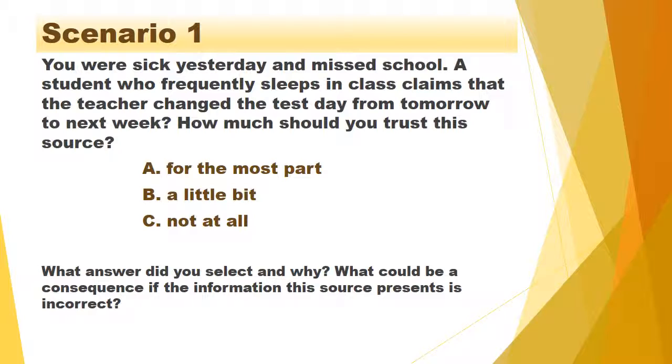Scenario 1. You were sick yesterday and missed school. A student who frequently sleeps in class claims that the teacher changed the test day from tomorrow to next week. How much should you trust this source? A, for the most part, B, a little bit, or C, not at all. What answer did you select and why? What could be a consequence if the information this source presents is incorrect?